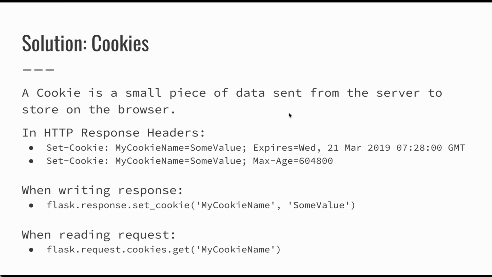So we can do this in Python in our Flask application. We don't have to actually set the headers directly. We can use flask.response.setCookie and then give it a name and then some particular value. And then when we read that, we can just use flask.request.cookies.get. But again, remember this is backwards from the other HTTP parameters. So we set a cookie in the response, and we read the cookies from the request. When a browser makes a request, the browser sends all of the cookies to the server. So when we're writing the response, we're setting those cookies in the browser.